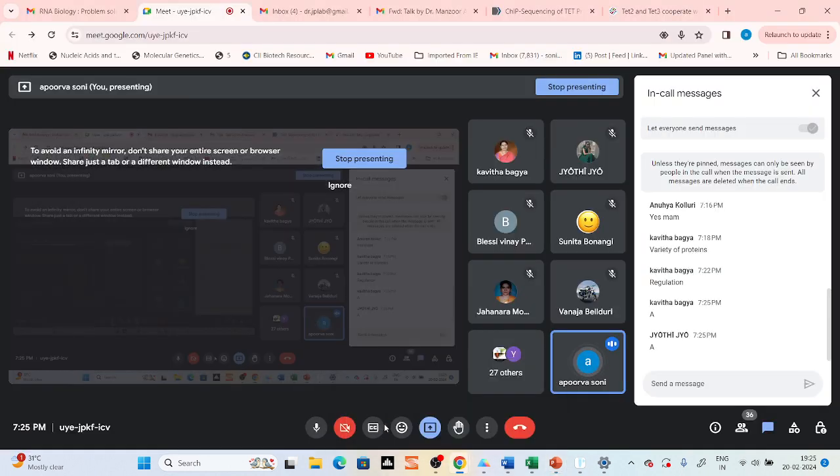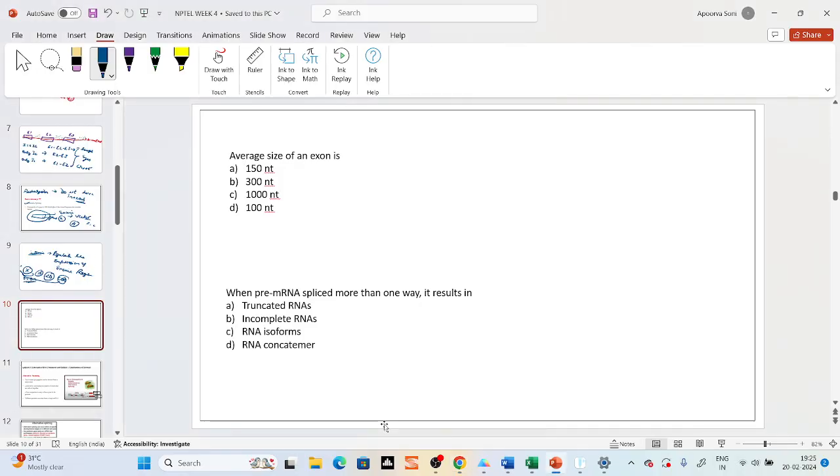Do you know what is the average size of an exon? Okay, fine. Kavita, Jyoti, Tejaswini, another Jyoti, Anuya, Jahanara, Hemlata, everybody has answered it very correctly. The correct answer is 150 nucleotides. Good. Next question: when pre-mRNA is spliced more than one way, it results in truncated RNA, incomplete RNA, RNA isoforms, or RNA concatemer. What does it result in?